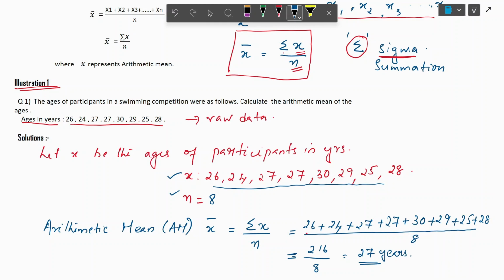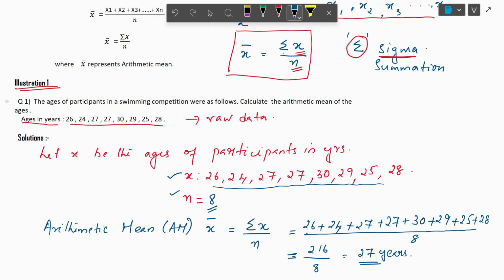These are the steps. Now I'll tell you, normally in the raw data, in the examination, mostly it comes for the MCQ question. Therefore, there is no need for you to write the steps or anything. Just add it, divided by number of observation. That is your answer. But always make sure that you count the number of observation twice minimum. Because if this 8 is going to be wrong, suppose while counting you are getting 9 or 7, the answer is going to be wrong.